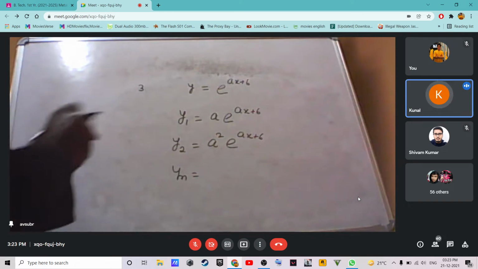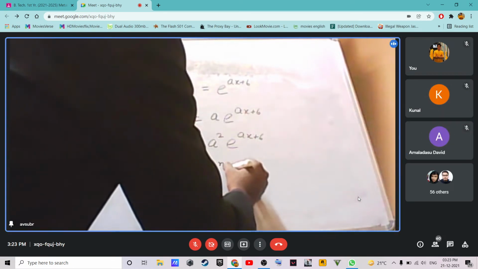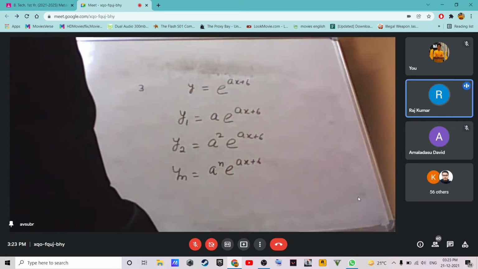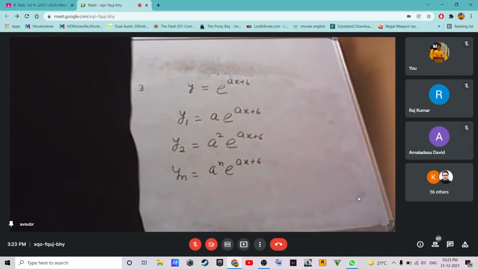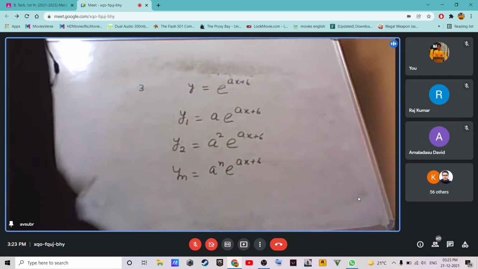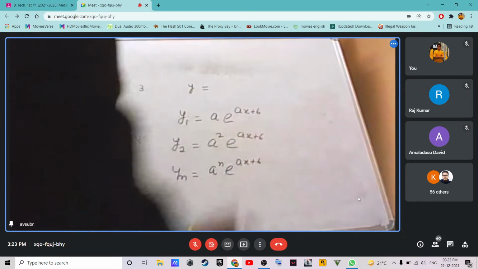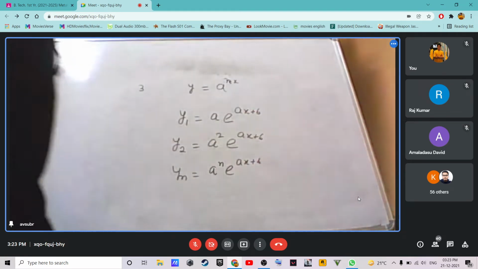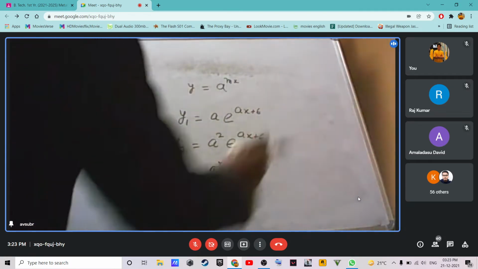So the nth derivative is a to the power n e to the power ax plus b. Okay. Now let us see another case over here. If y is equal to a to the power mx, what will be the nth derivative of this?